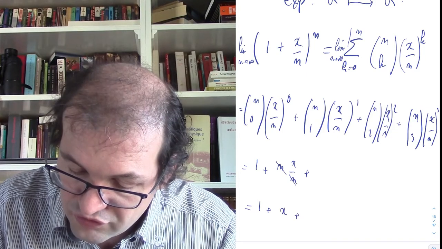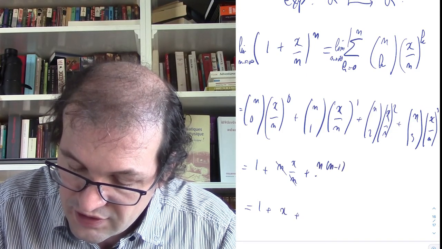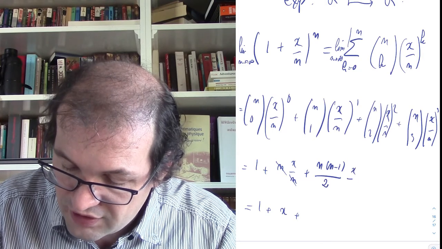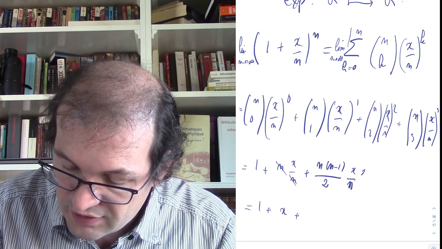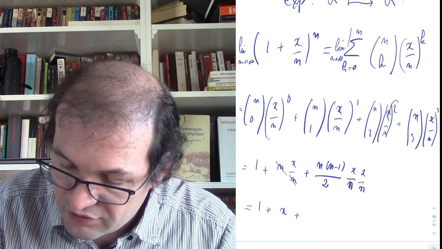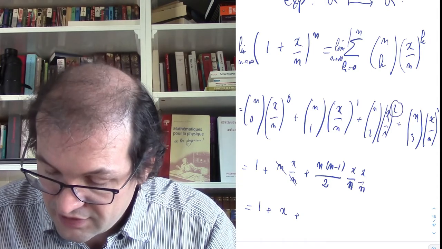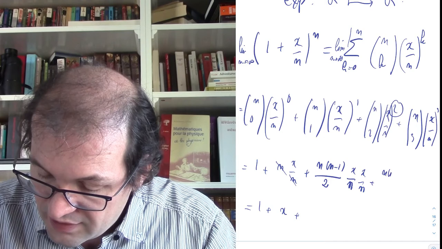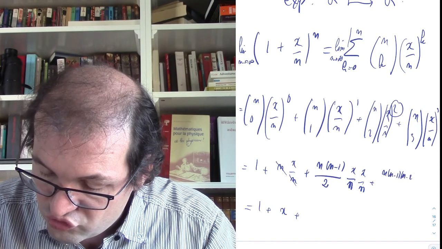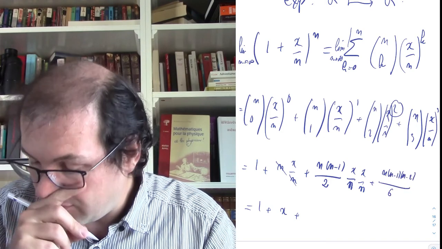Then here we've got n choose 2, so this is n times (n minus 1) divided by 2, and here I've got x over n, x over n. Why twice? Because it's a square, it's multiplied by itself. Then here we've got n times (n minus 1) times (n minus 2) divided by 6, by 3 factorial.